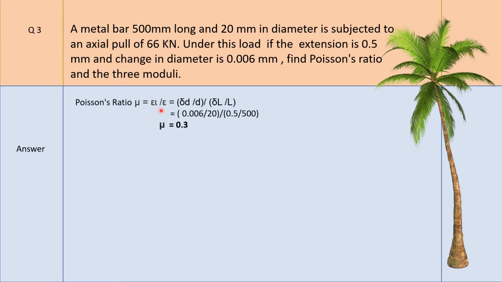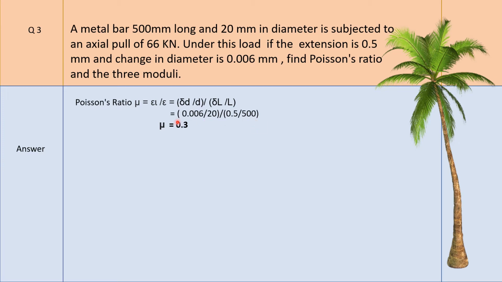Poisson's ratio is lateral strain upon linear strain. Here lateral strain will be change in diameter upon original diameter, and the linear strain will be delta L upon L. So write it like this: bracket open delta D upon D bracket close divided by bracket open delta L divided by L bracket close. Substitute the values. Delta D is 0.06 mm, diameter given is 20, extension delta L is 0.5, and L is 500 mm.